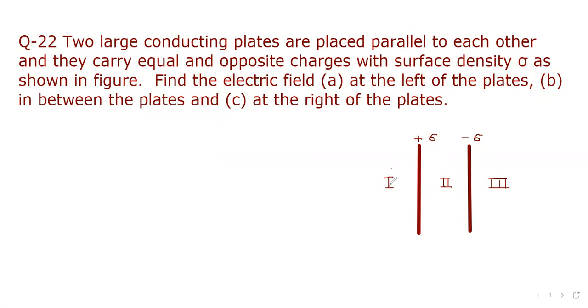So, region 1, here, electric field due to this plus sigma will be directed towards left, and due to this minus sigma, it will be directed towards right. And being equal and opposite, they will get cancelled. In this region, both the fields will be directed in the same direction, so it will add up. And here, again, one will be directed towards right, another towards left, and hence here the field will also be 0.